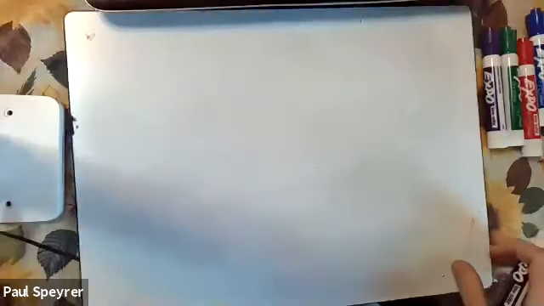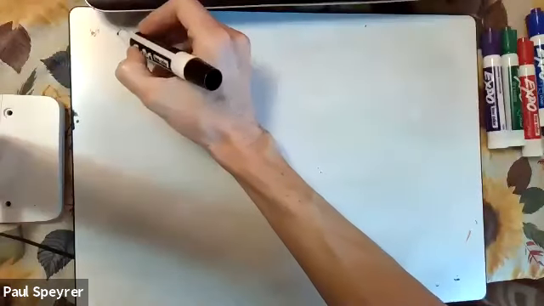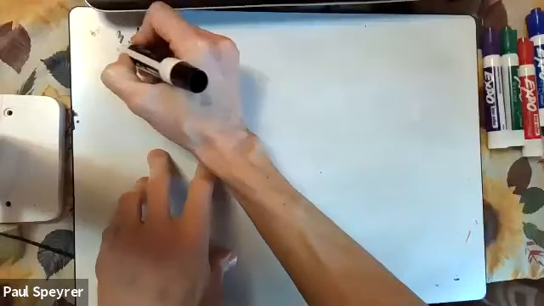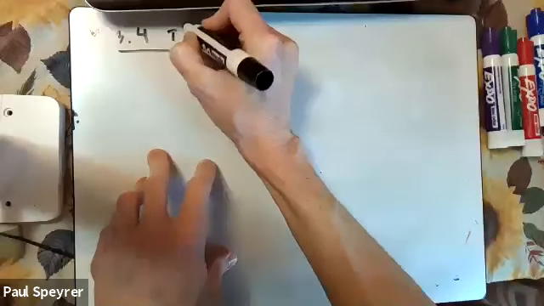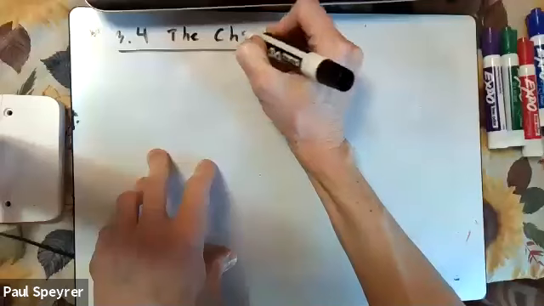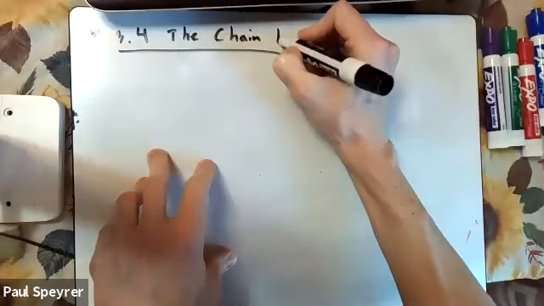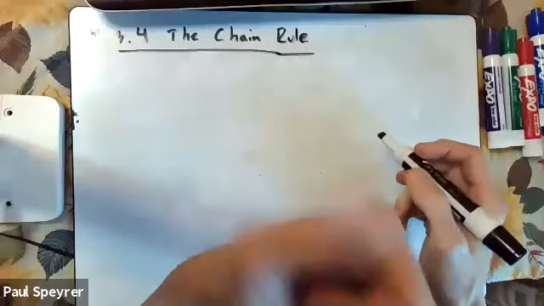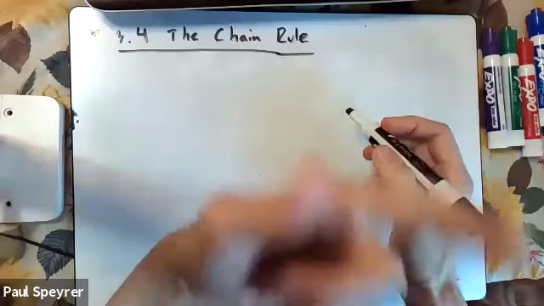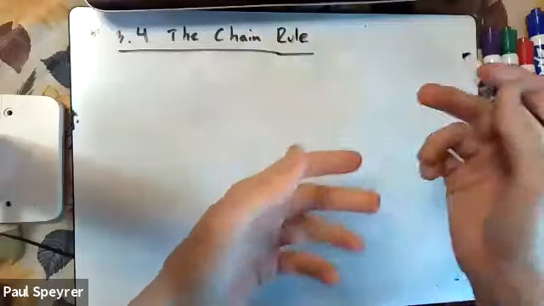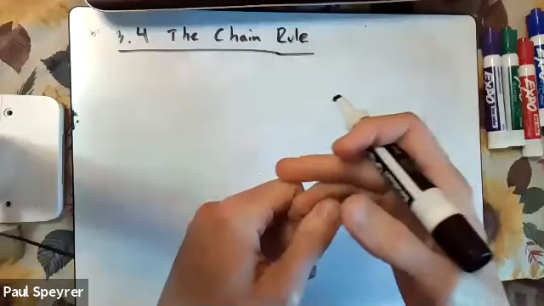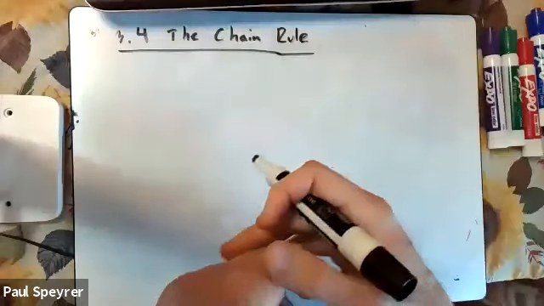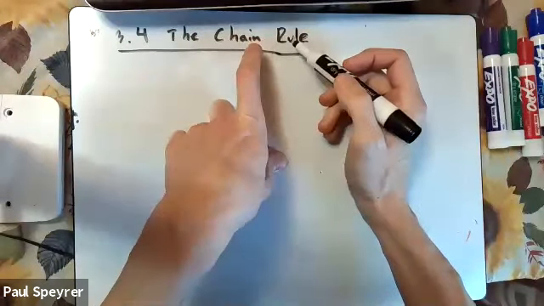All right, so this next section is 3.4, and this is called the chain rule. Now, so far we've learned about the power rule, and then we have the product rule and the quotient rule, and these are all just different rules for dealing with derivatives, or how to derive different types of functions. The chain rule is just another one.